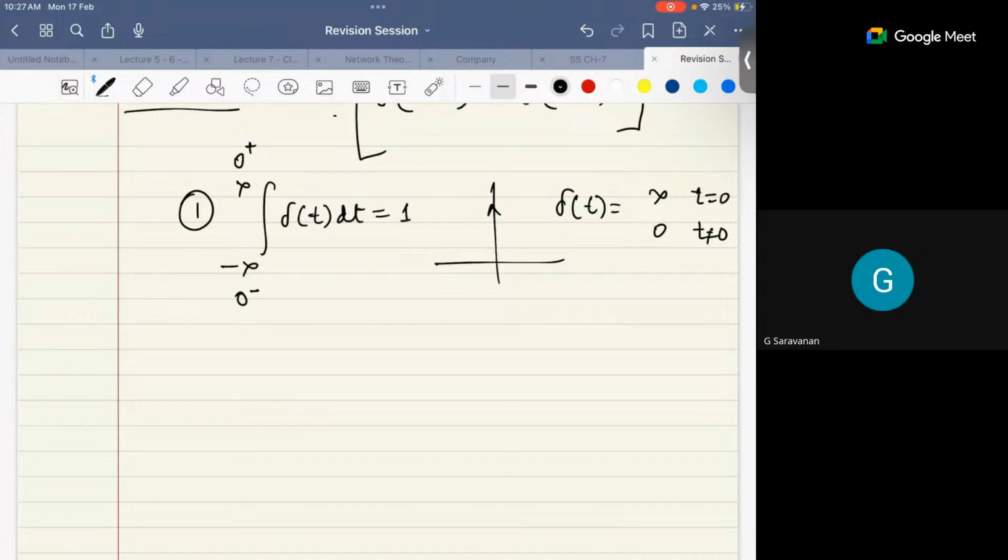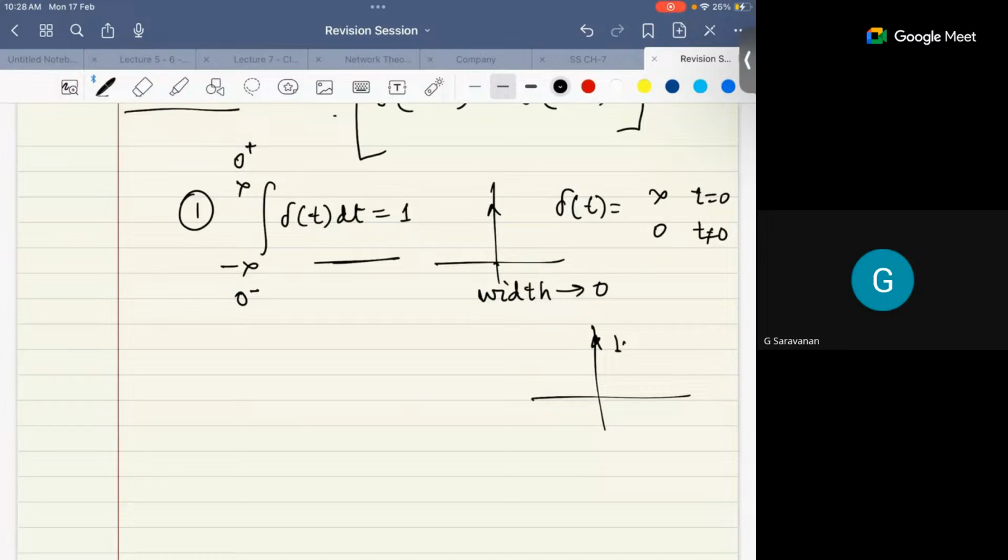This is the first property of the delta function. You already know that the width tends to 0, and the magnitude at t equals 0 is infinite. But the delta function many times is given with a value of 1. That is not the magnitude, that is basically the area of the delta function. So the area of a delta function is 1.